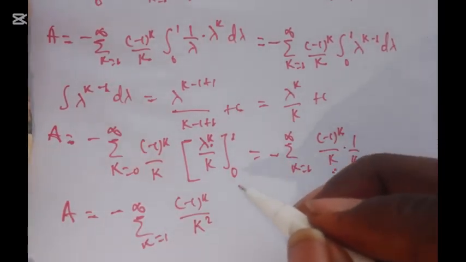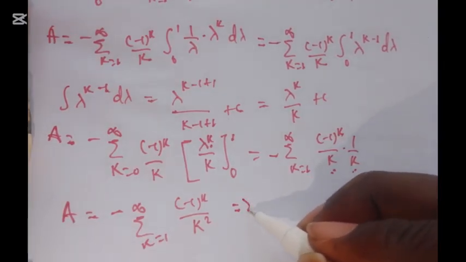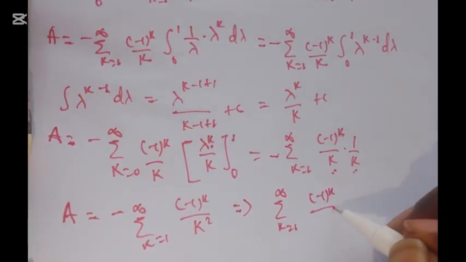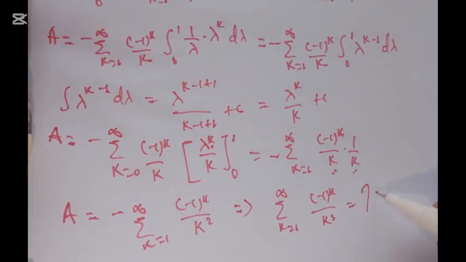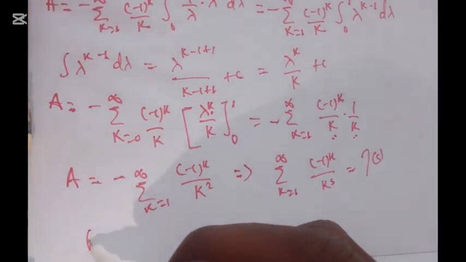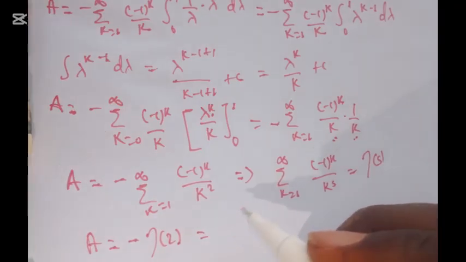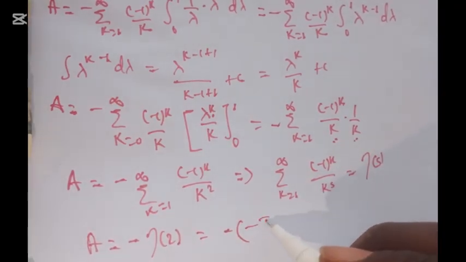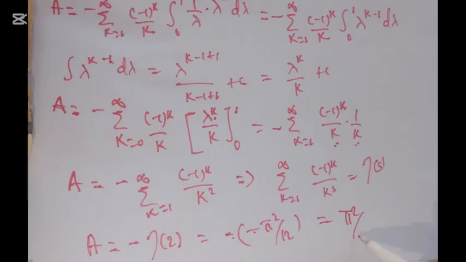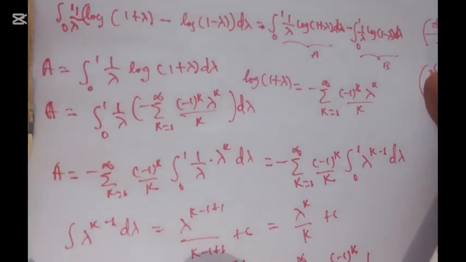All right, so remember that if you have the sum of k from 1 to infinity of (-1)^k over k^s, this is equal to eta of s. In this case your s is 2, so definitely we have A equal to negative eta of 2. And remember, eta of 2 is negative pi squared over 12. This will be minus into bracket negative pi squared over 12, and negative times negative will give us positive. So we have positive pi squared over 12. All right, so that is the answer to the integral A. We have two integrals we want to solve.